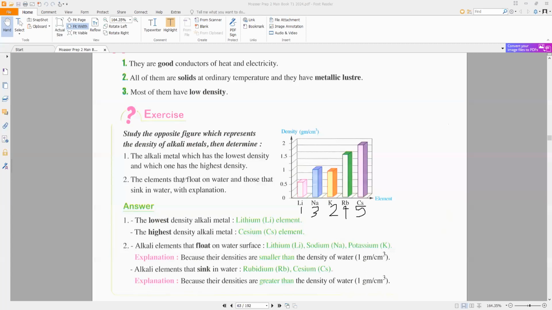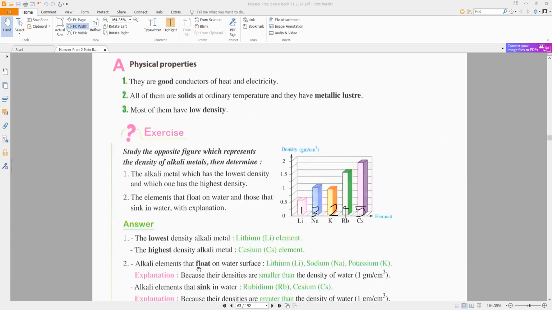And we see lithium, sodium, potassium have low density, so they float on the water surface. We say they have a smaller density than water. Why do rubidium and cesium have higher density? Because they sink in the water.